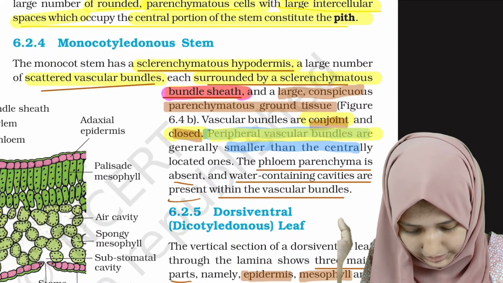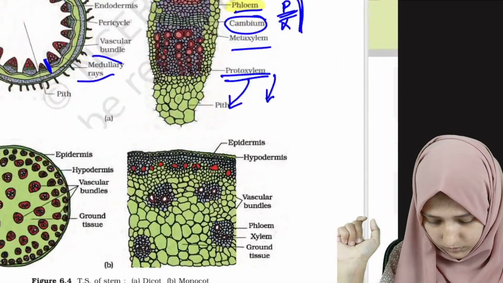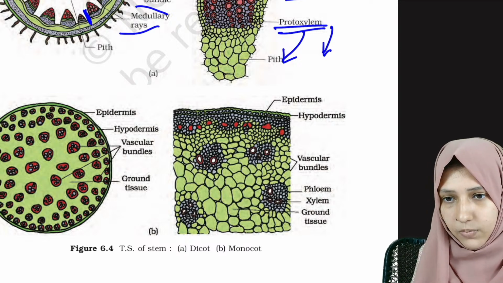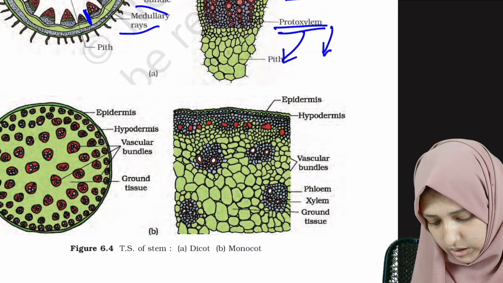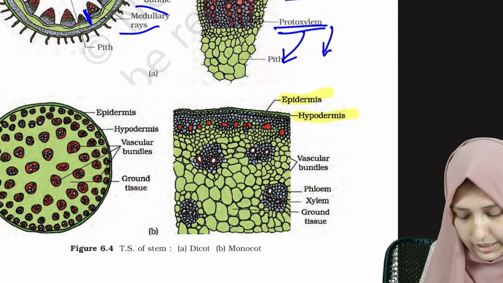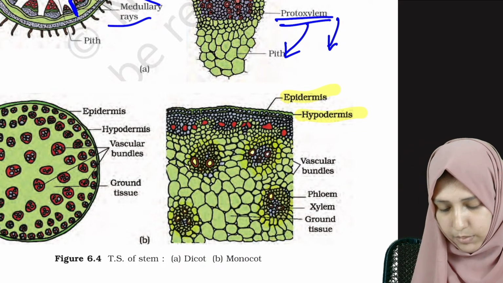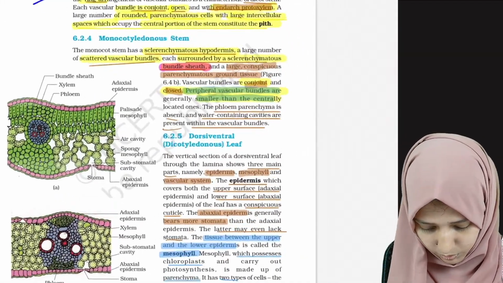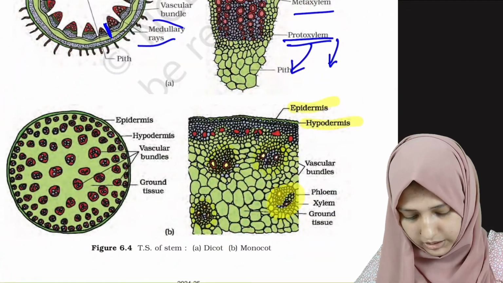And peripheral vascular bundles are generally smaller than the centrally located ones, which means these are the vascular bundles which are scattered in arrangement. So this is the hypodermis which is made up of sclerenchyma, and these are the vascular bundles. The vascular bundles placed at the periphery are smaller, and the central vascular bundles will be larger.